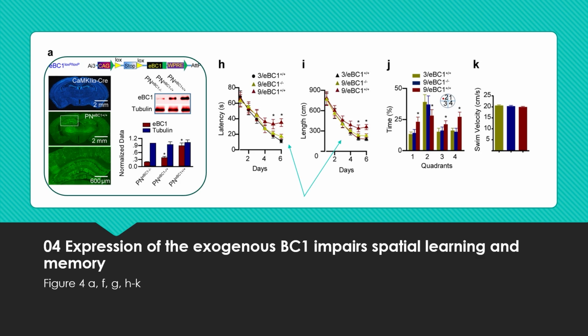This behavior is emblematic of Alzheimer's progression, with figure 4J's bar graph offering a visualization of exogenous BC1 positive mice spending significantly less time in the target quadrant, indicating a diminished recall of spatial cues. Again, figure 4K shows that despite these cognitive differences, swimming speeds were consistent across all groups.